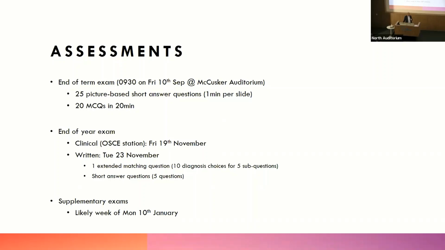Everything in the OSCE, in the short answer, extended match, comes from the content that's taught to you. So we're not going to throw you any curveballs. If you are here at this lecture and the next one, and you watch the stuff that's online, then you'll have covered whatever we assess. If supplementary exams are needed, they're likely to happen early next year. And there's usually an ophthalmology station at that exam.